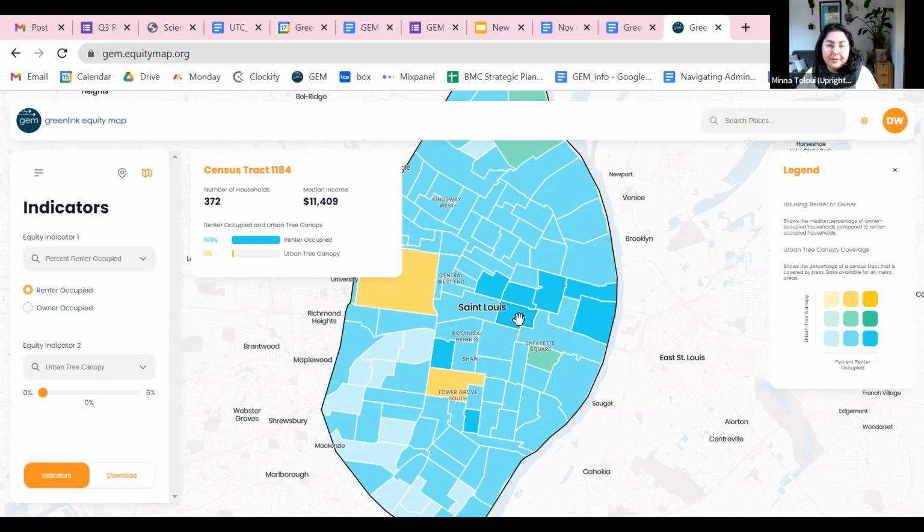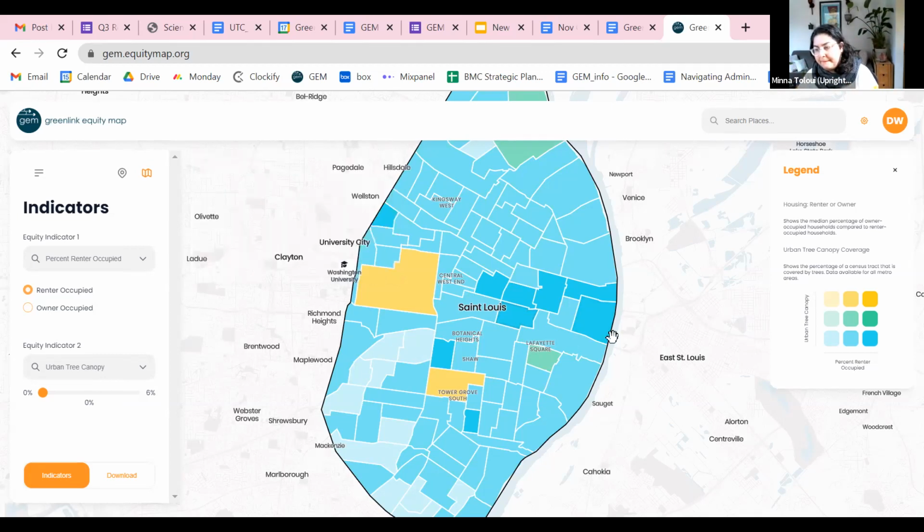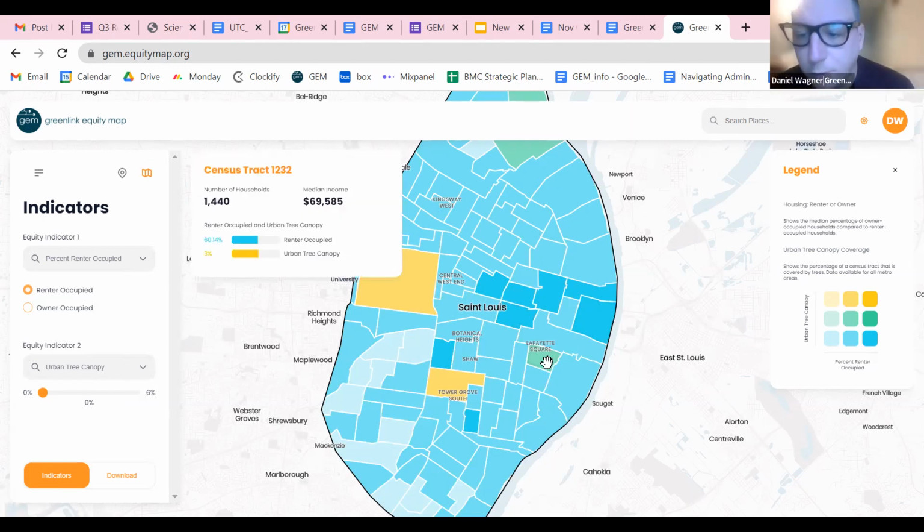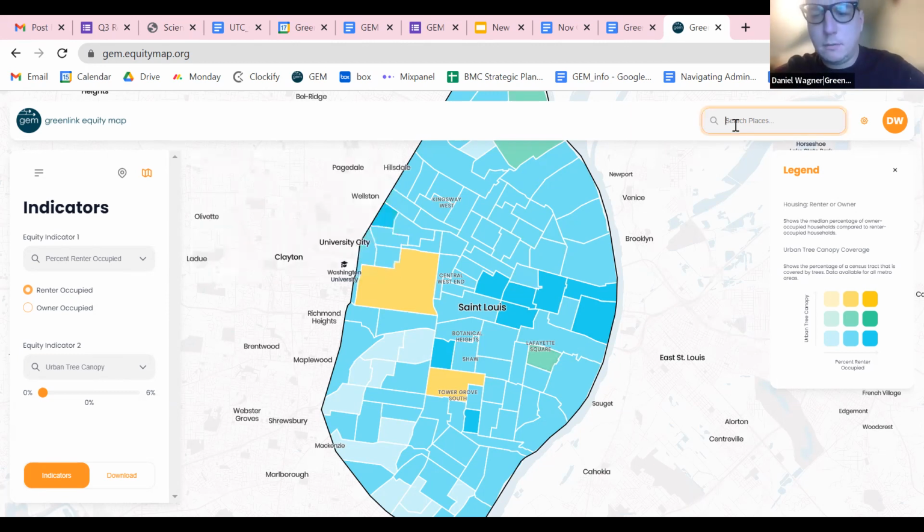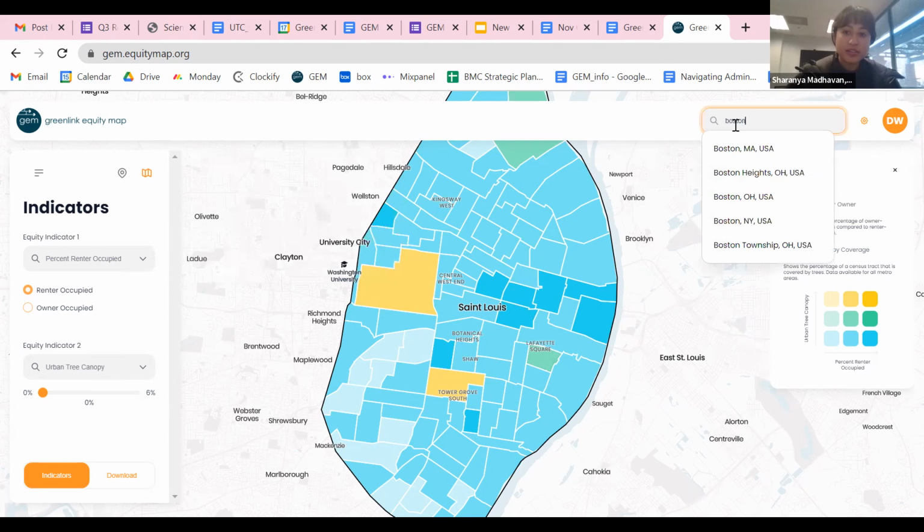Great, thank you. That's super helpful. Are there other questions that folks have, either from their groups or looking at this map? All right. Well, if we don't, Shar, I believe you had Boston. Yep, we had Boston.